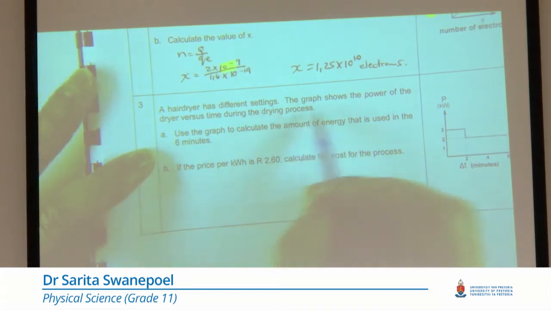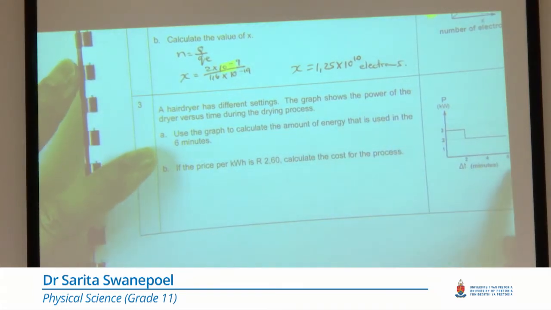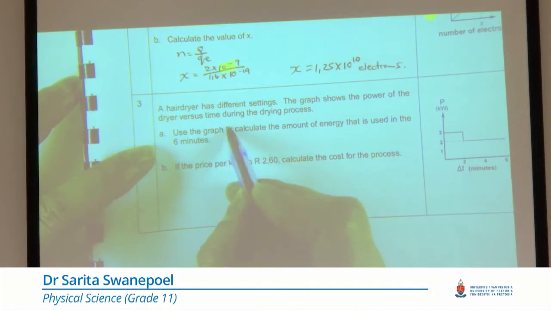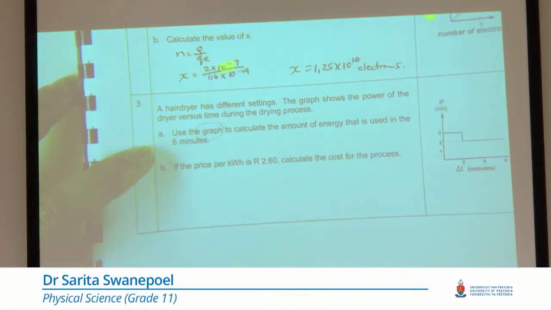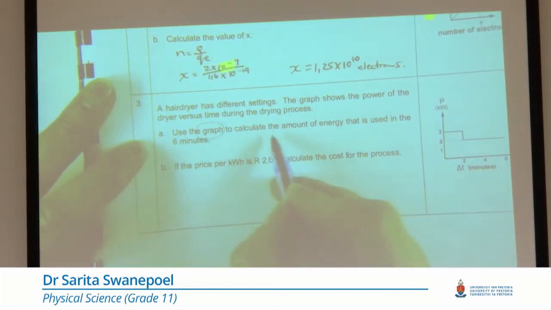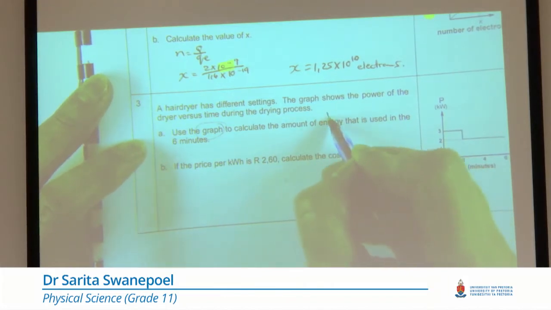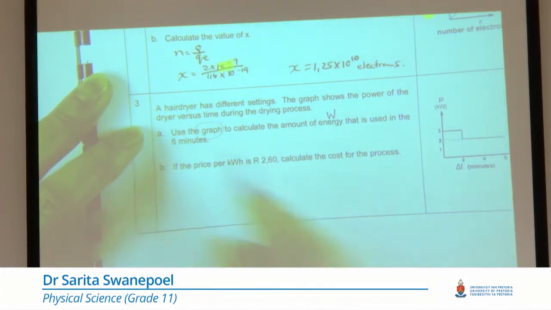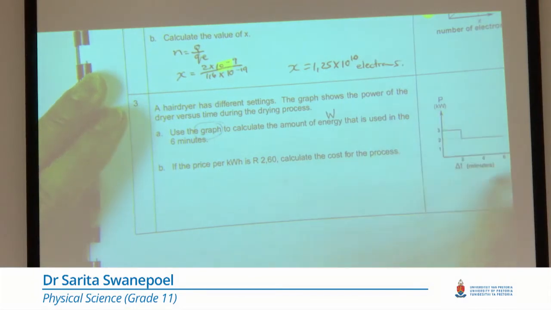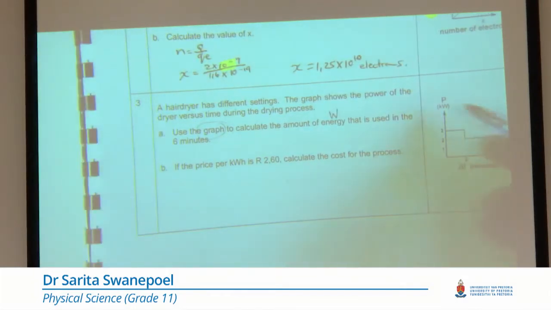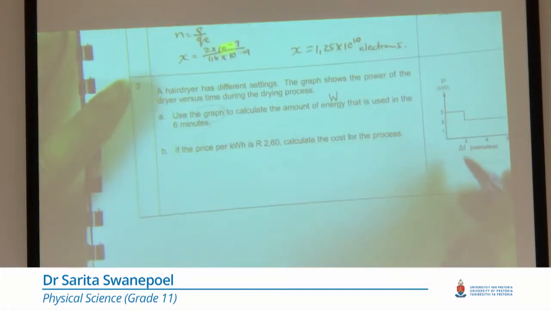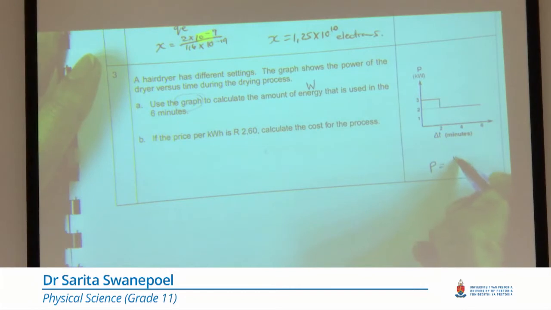Now, the graph shows the power versus the time for the drying process. Use the graph. That means I want to see area, or I want to see gradient. Use the graph to calculate the amount of energy used in 6 minutes. Now, what equation do we have with P and delta T and W? I hope you remember that: P equals W over delta T.